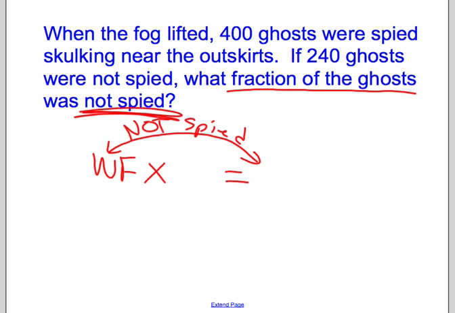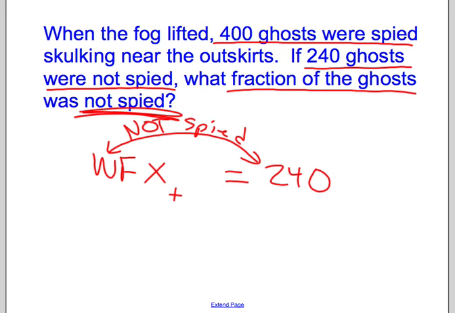Okay? What I'm given is 400 ghosts were spied, 240 were not spied, so the 240 has to go opposite that. Now the total, remember this item, out of is total, not automatically the other number. The other number is the number that were spied, 400. That's not the total number of ghosts. The total number of ghosts is the combination of those two items, which is 640.